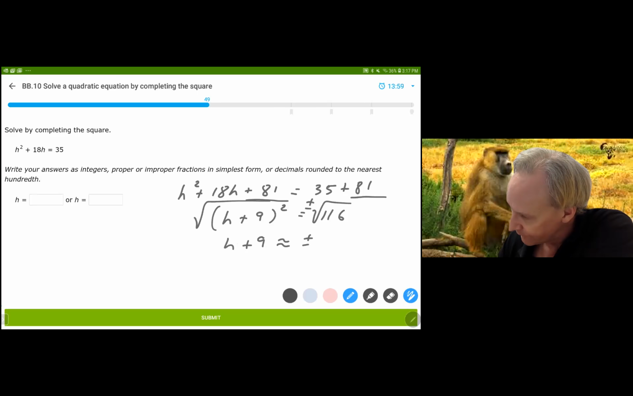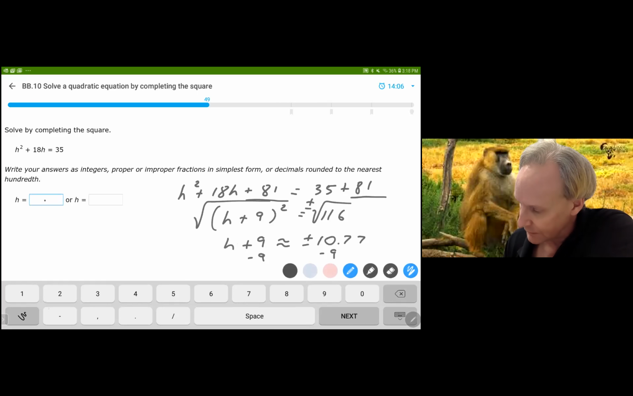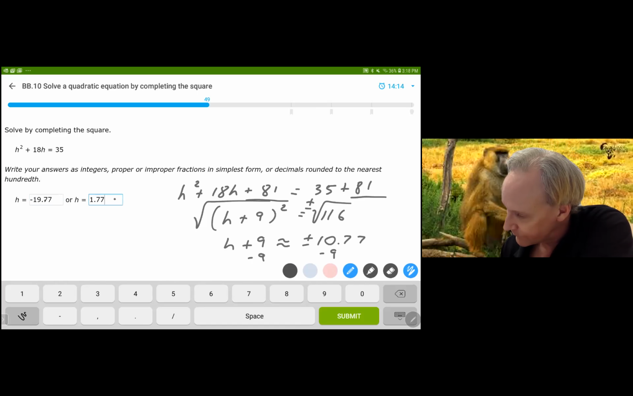10.77. And we're going to subtract the 9 from both sides. So we're going to have negative 19.77 or approximately 1.77. And that's it.